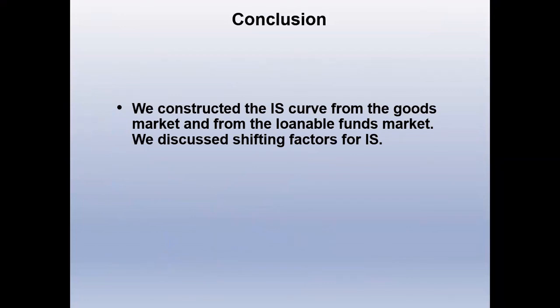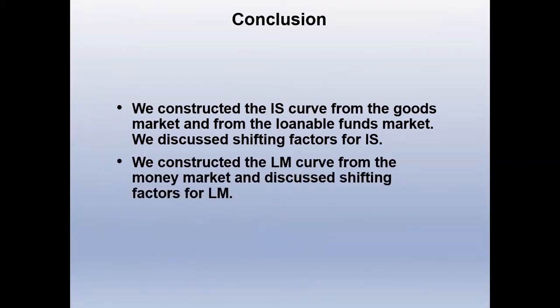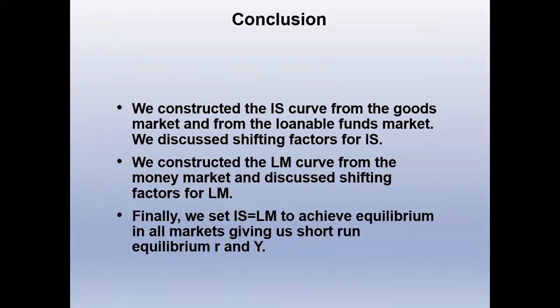So what we see from this, we can construct the IS curve from the goods market and the loanable funds financial markets. We discussed the shifts of the IS, and we constructed the liquidity of money curve in the money market, discussing the shifts. And we do both of them in the short term using the interest rate and output. And thank you for today.